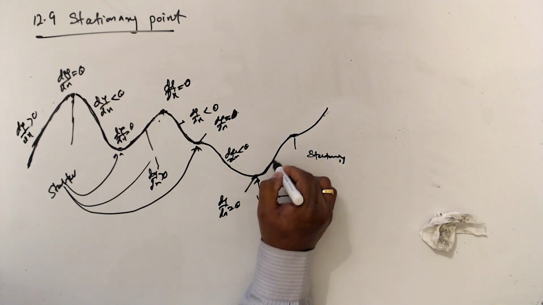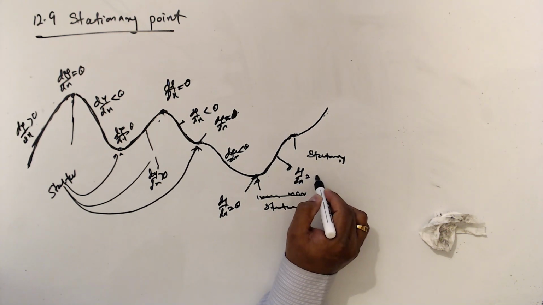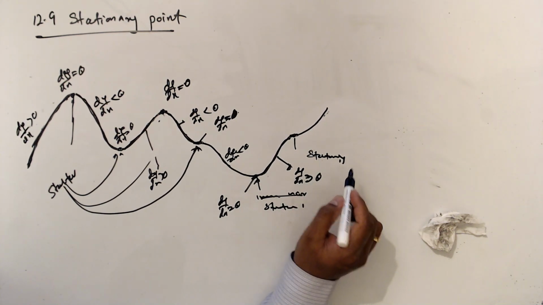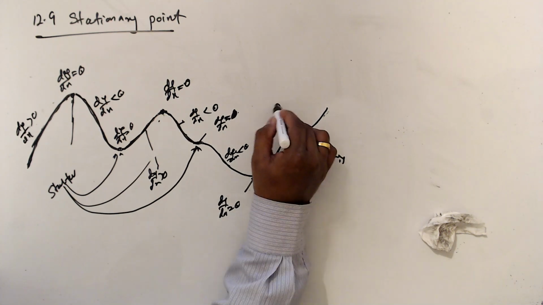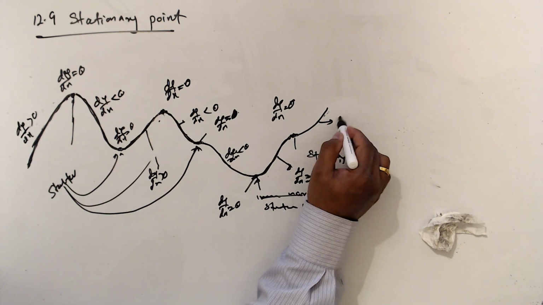Here again it is increasing up to here, which means dy/dx is greater than 0. And this point again is stationary, dy/dx equal to 0. And this is greater than 0 again.